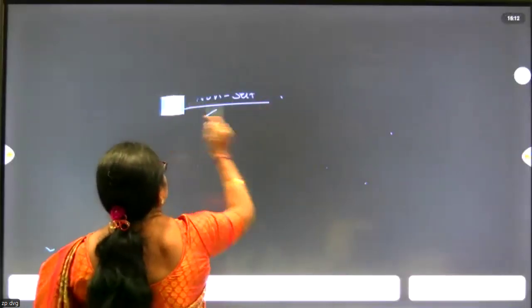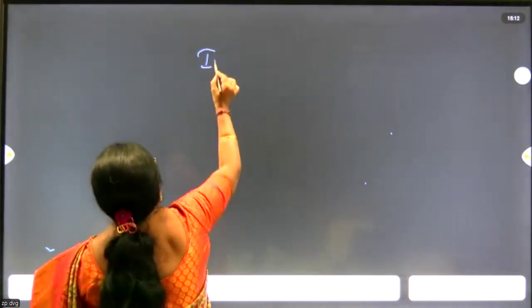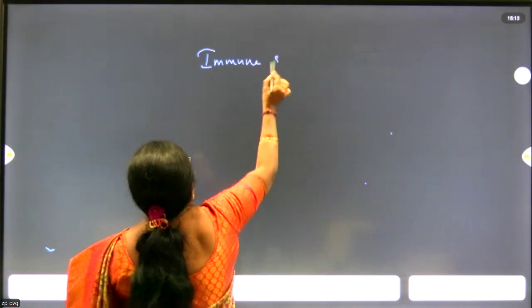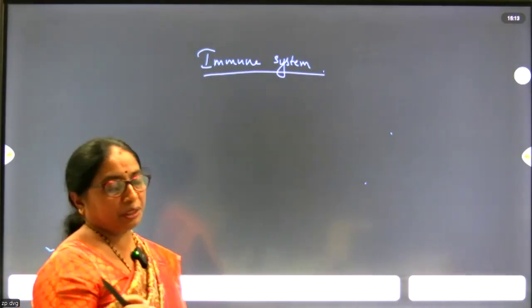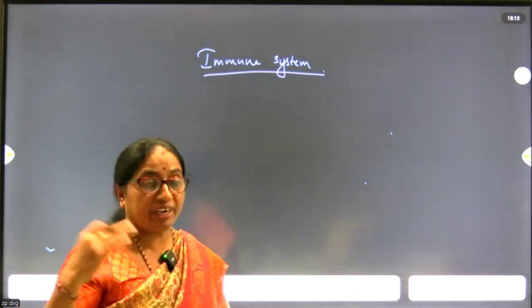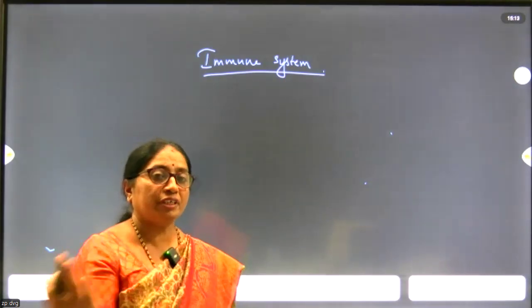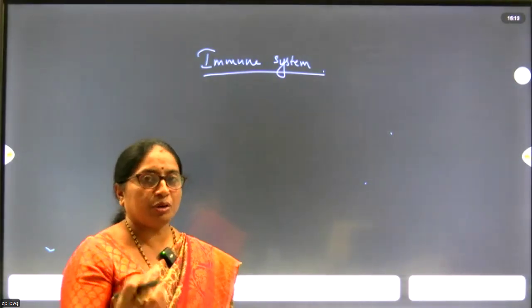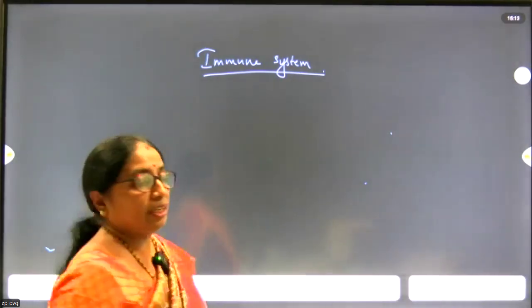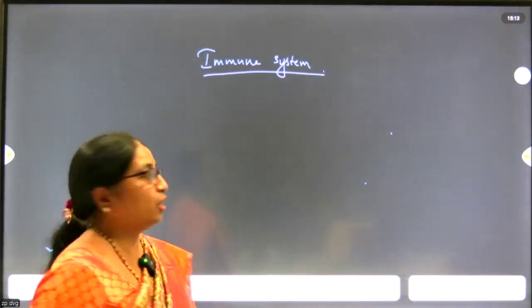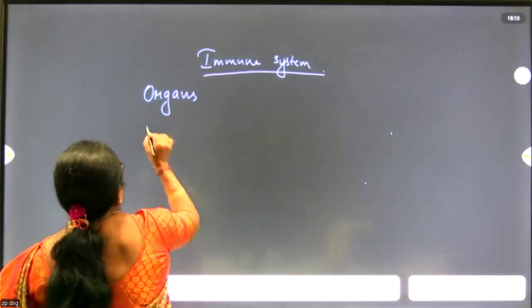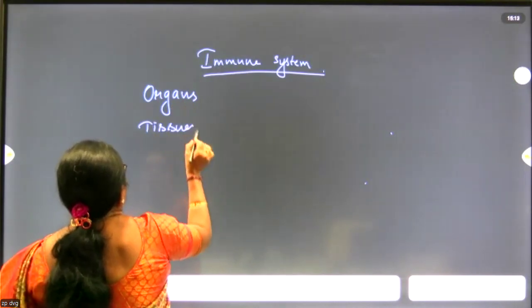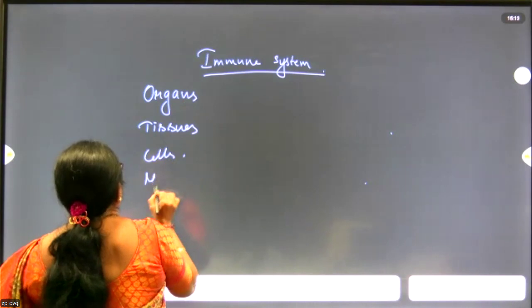Immune system of the body. When you think of the respiratory system, the very first thought you get is lungs. When you think of the circulatory system, the very immediate thought you get is heart. Like that, if I ask about the immune system, this immune system also consists of certain organs, tissues, cells, and also molecules.